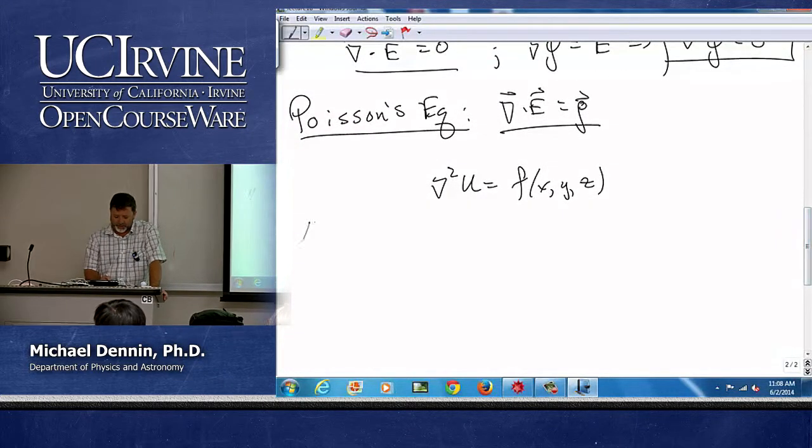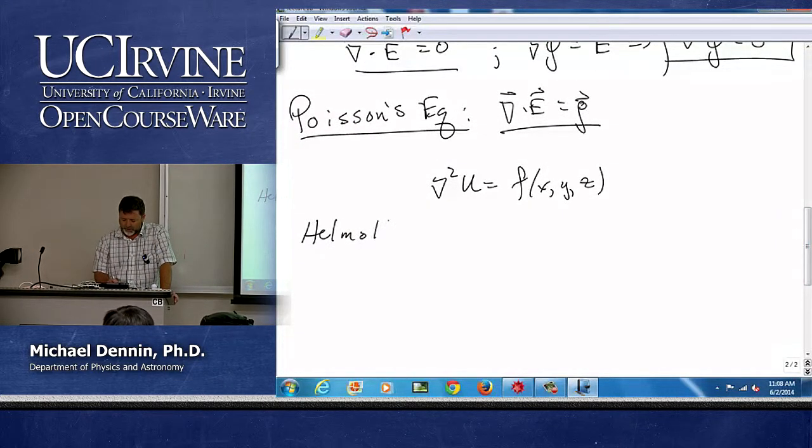Staying in the realm of non-time dependence, one other tends to get a name, the Helmholtz equation, which is related to this.